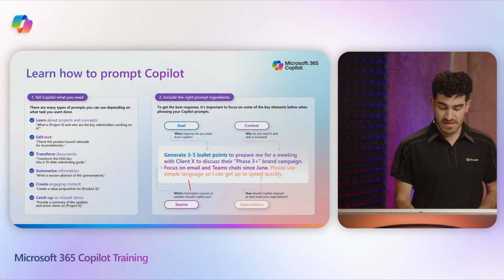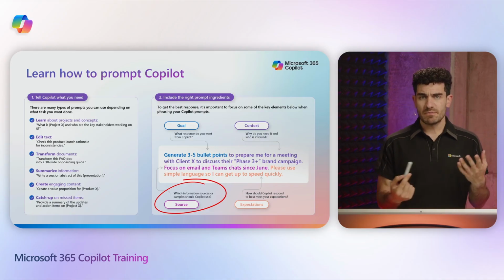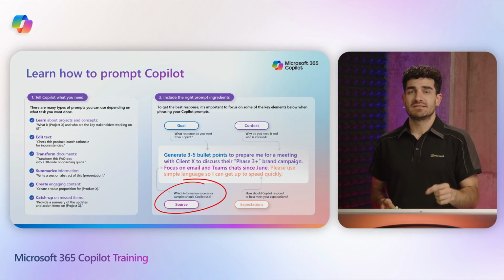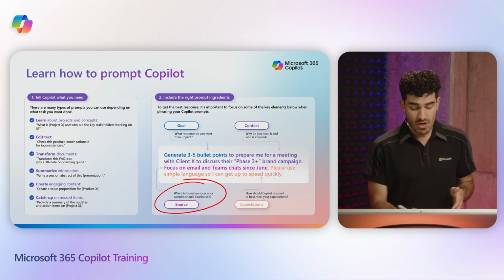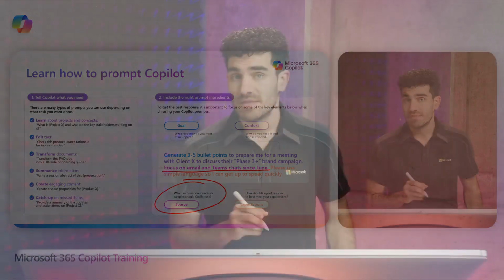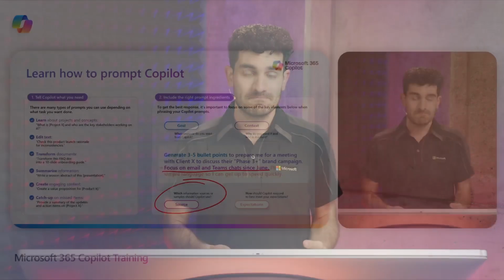Then you have the sources. Which information sources should Copilot use? You can specify particular documents or Teams chats to focus on. So, for example, focus on email and Teams chats since June. Now, this is useful if, for example, a significant change occurred in the project in June, making the earlier information irrelevant. Providing this context helps Copilot refine its response.